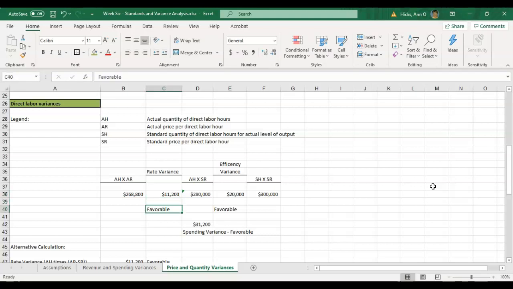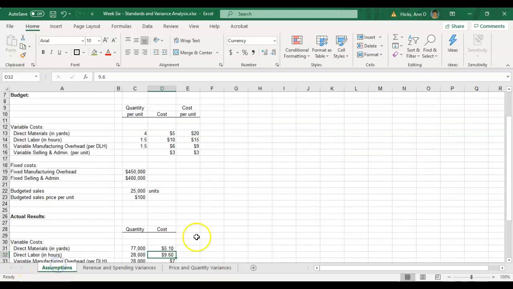That's 11,200, and that is a favorable rate variance. Again, intuitively, we could have figured that out because we paid $9.60. Our standard was 10.